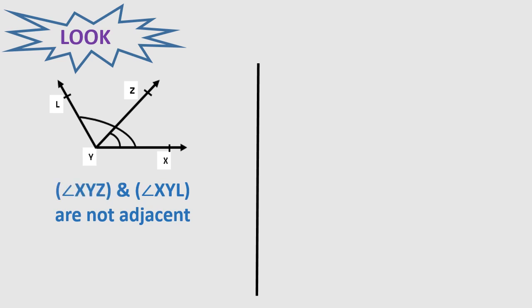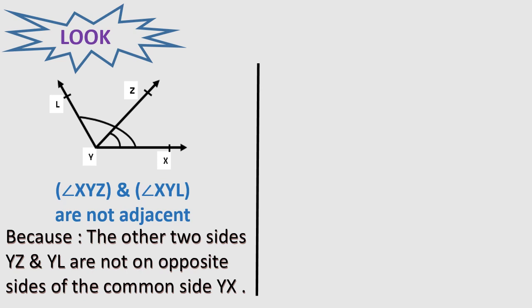Look, I have here two angles, XYZ and XYL. They are not adjacent. Why? Because the other two sides, YZ and YL, are not on opposite sides of the common side YX.